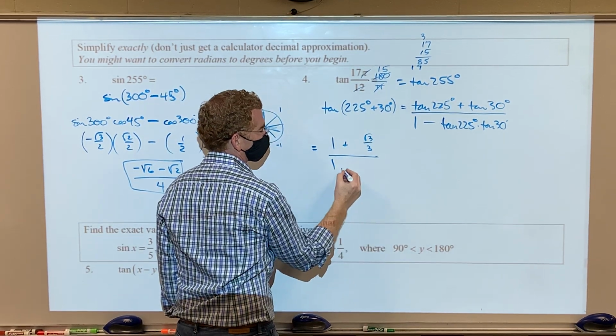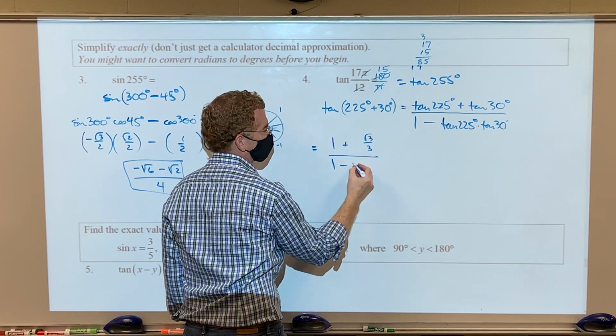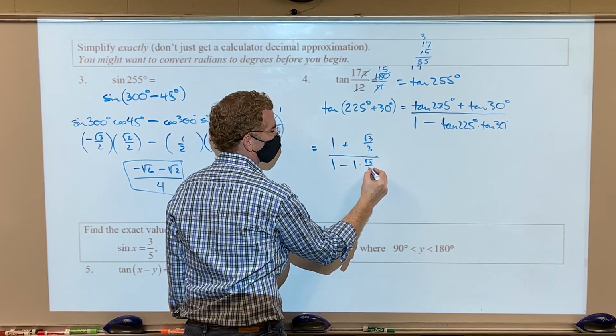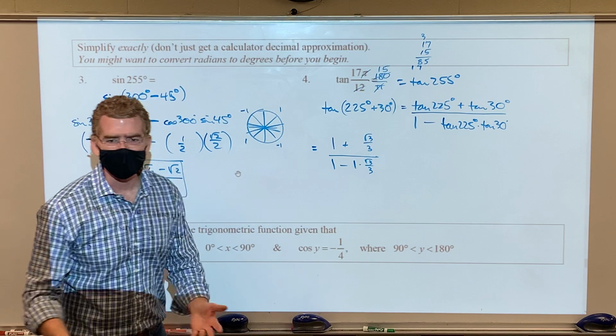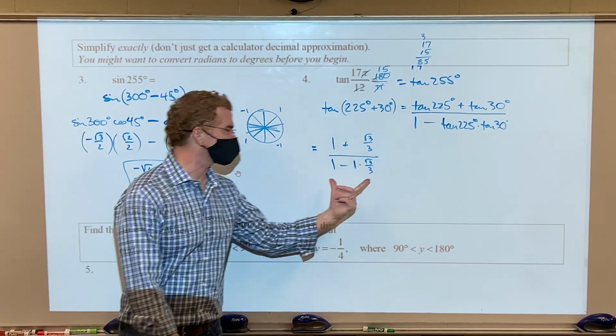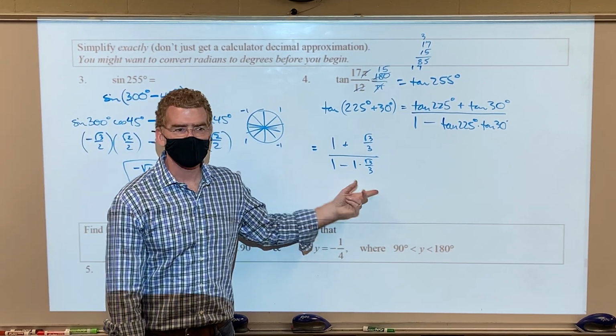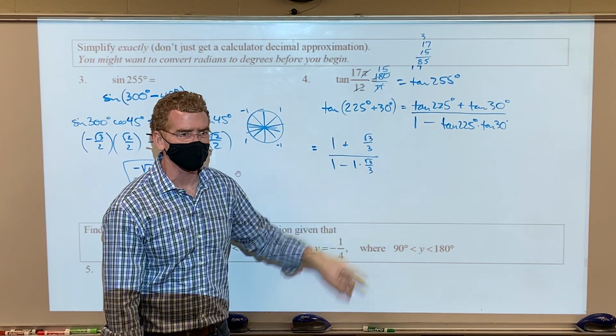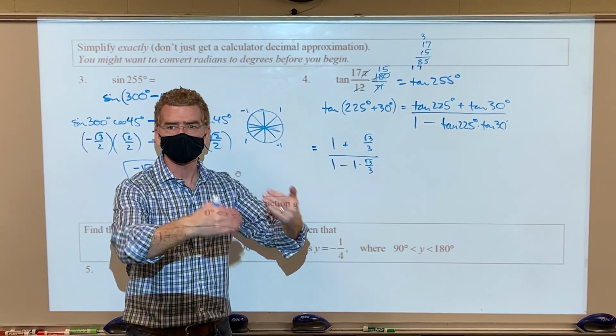And then on the bottom, which is 1 minus, you have the same two things again. So 1 and root 3 over 3. Now this is a mess. Not only do I have to rationalize the denominator, but I have a denominator in the denominator. Like I have fractions within fractions.